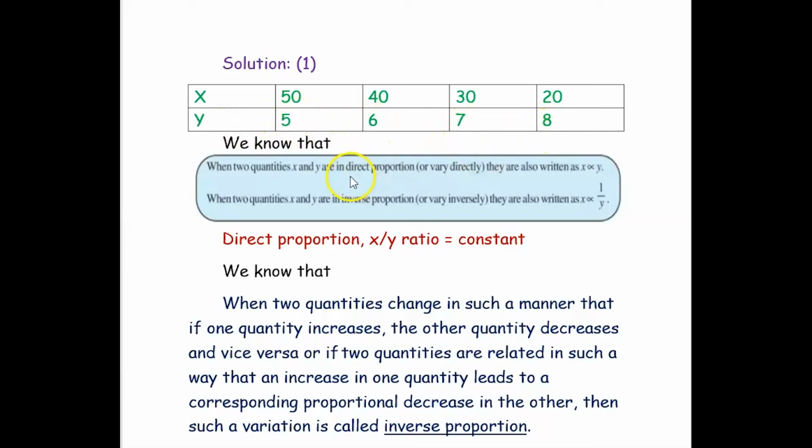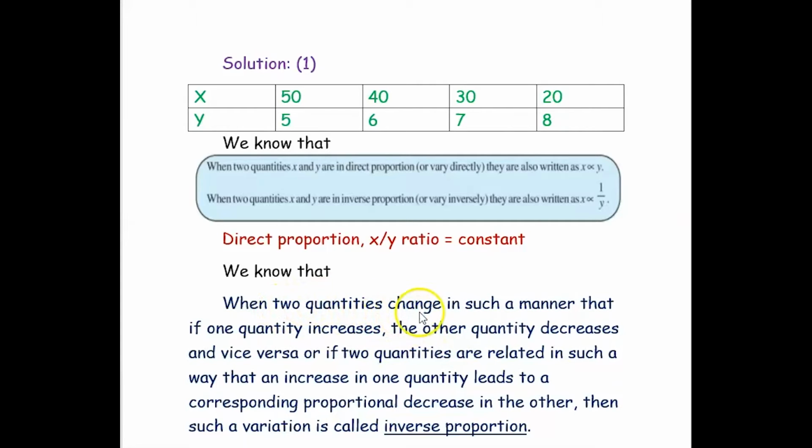So now let's quickly brush up what is inverse and direct proportion. In direct proportion, we know two quantities are related as x is proportional to y. But in inverse proportion, the two quantities are related as x proportional to 1 over y. So in direct proportion, the x by y ratio should be constant. In inverse proportion, the x into y product should be constant. So we'll see in detail what is inverse proportion.